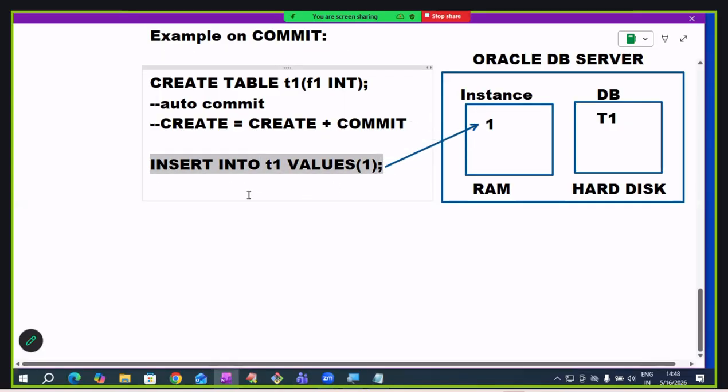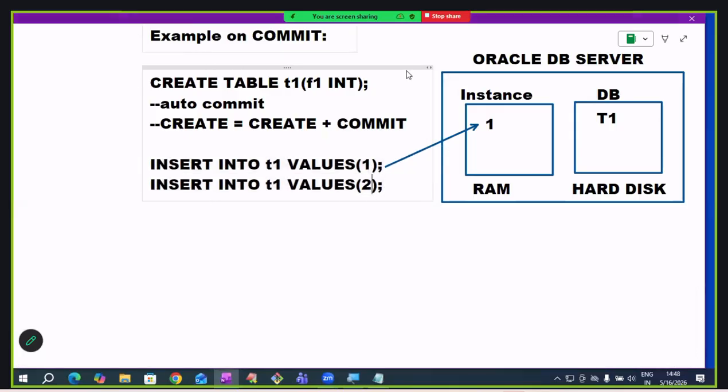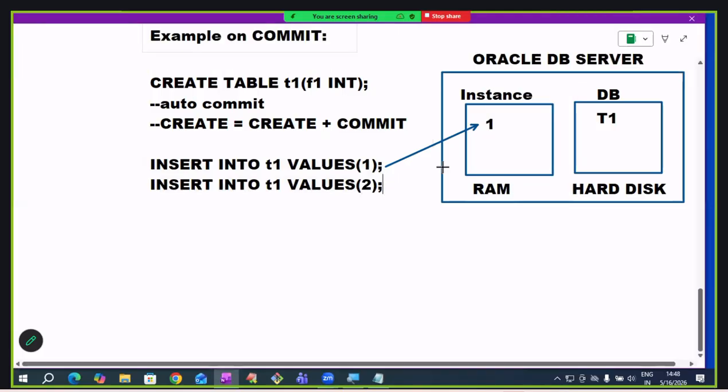Again, I am inserting one more record. This record is also inserted in the instance. Now these two records are inserted in the instance. Now you tell me, sir, if it is stored in the instance, is it temporary or permanent? Temporary. If we close SQL Plus, because my laptop is both client and server, I lose this data. Okay, but I don't want to lose this data. So what do I have to do now? Commit.